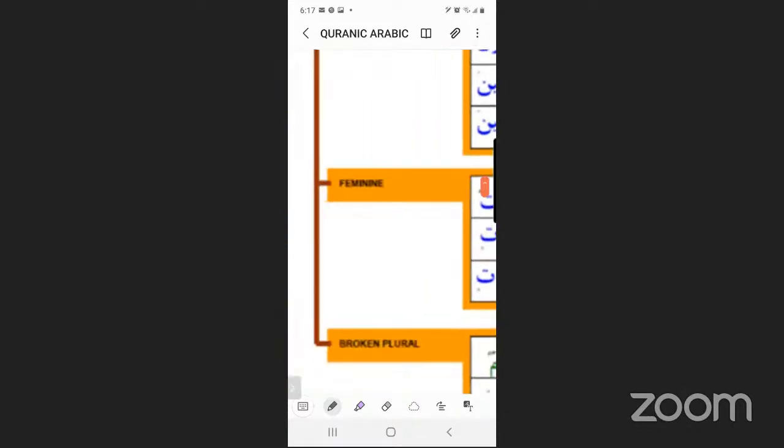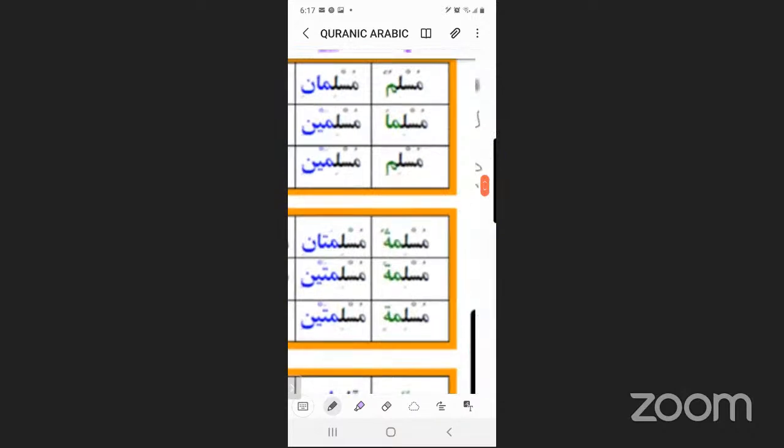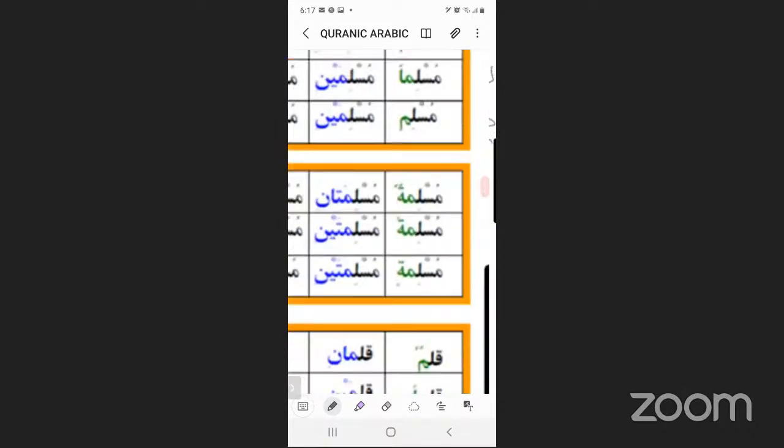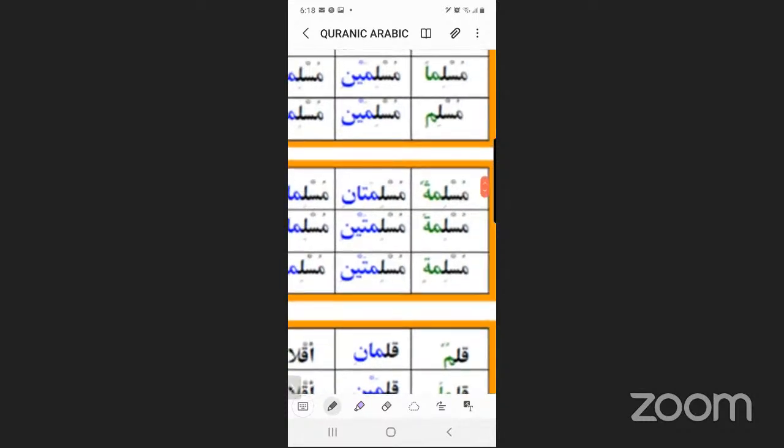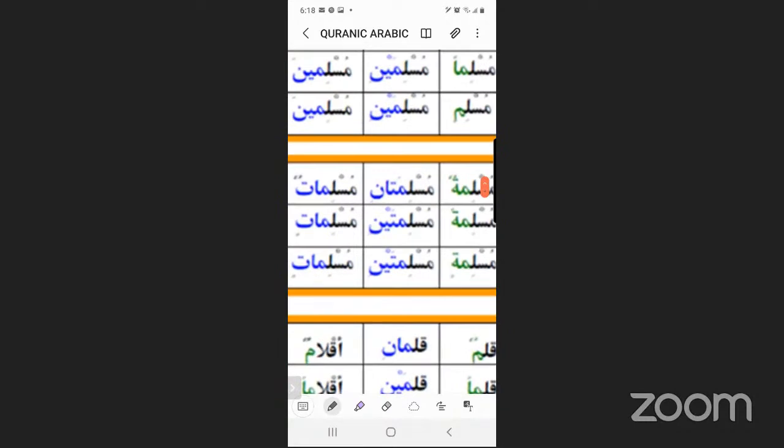Now, if this Muslim is a female, okay, so Muslimatun, Muslimatan, Muslimatin. Tun, Tan, Tin. Muslimatani, Muslimataini, Muslimataini. So it's Tani, Taini, Taini, right? Then the three or more: Muslimatun, Muslimatin, Muslimatin. The rafa and jar of dual and more than two are the same.